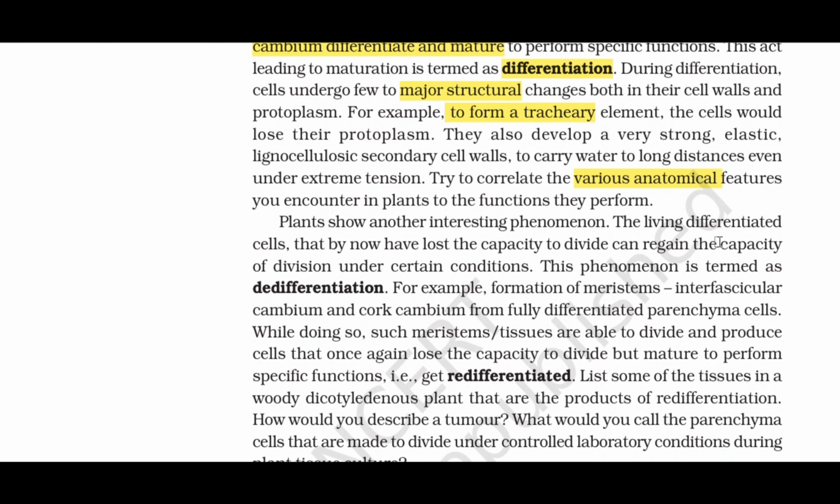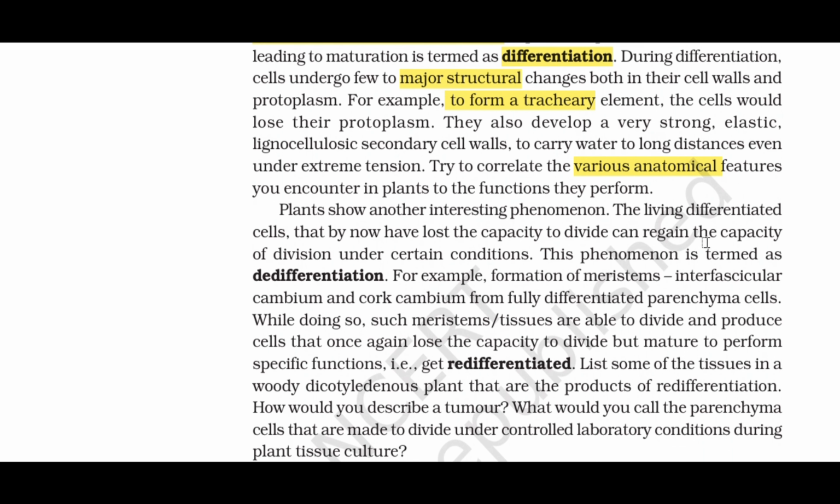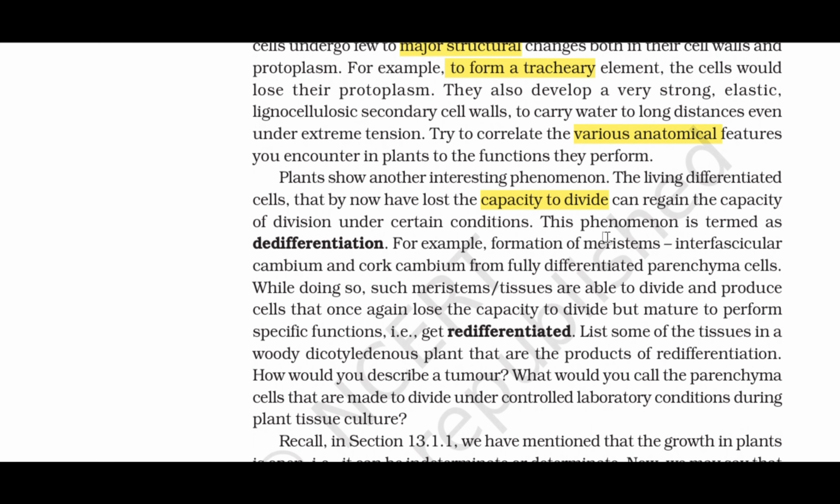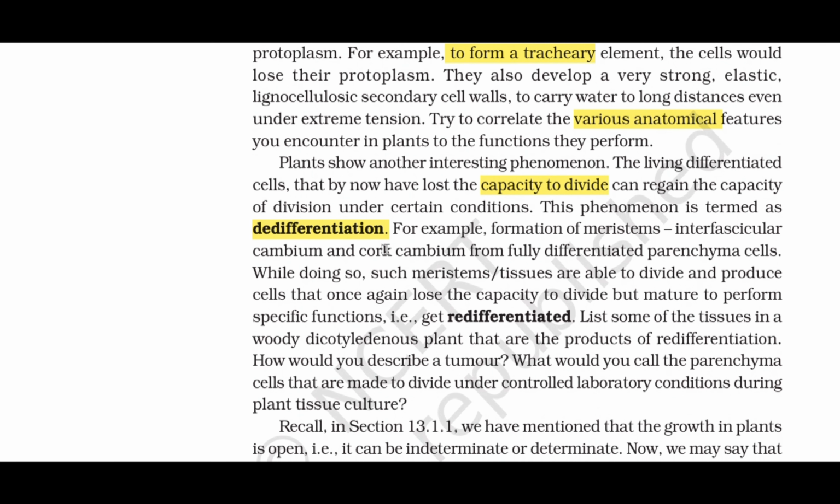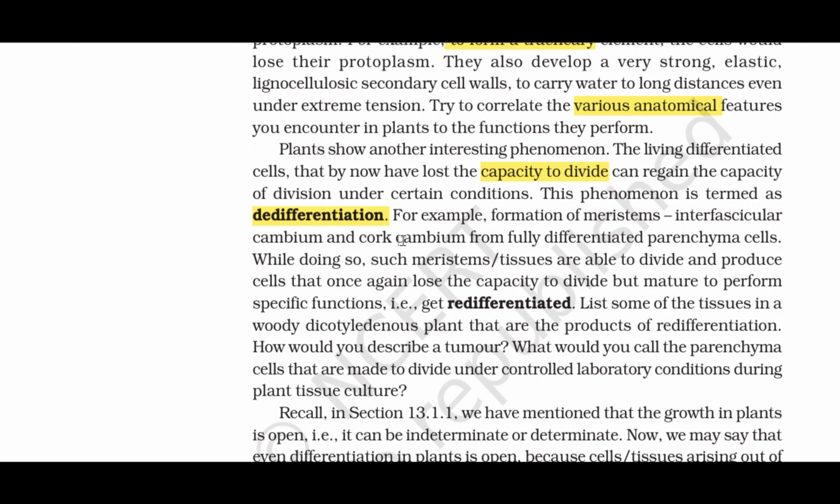Plants show another interesting phenomenon. The living differentiated cells that by now have lost the capacity to divide can regain the capacity of division under certain conditions. This phenomenon is termed as dedifferentiation. For example, formation of meristems: interfascicular cambium and cork cambium from fully differentiated parenchyma cells.